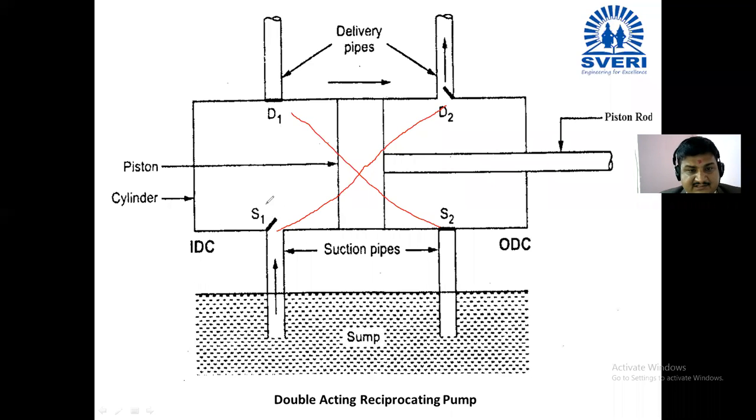For example, S1 and D2 are going to open when you move your piston from left hand side to right hand side, and your S2 and D1, these two walls are going to open when you move the piston from right hand side to the left hand side.